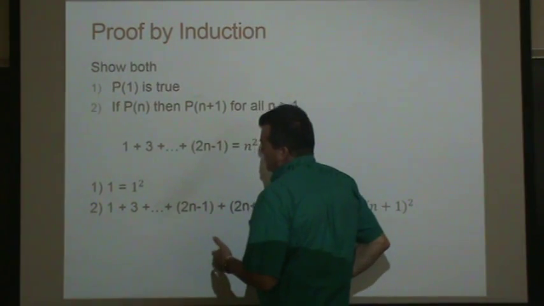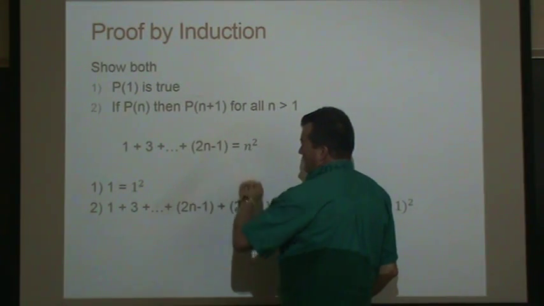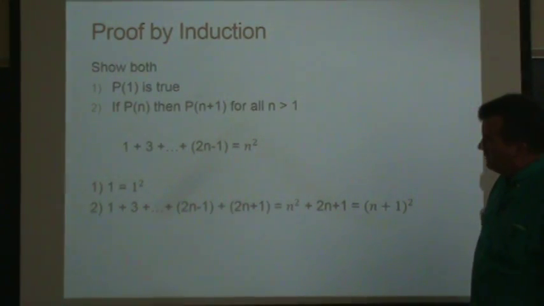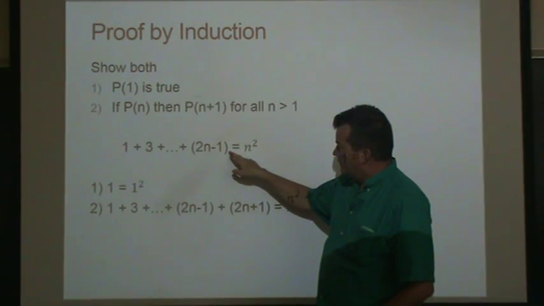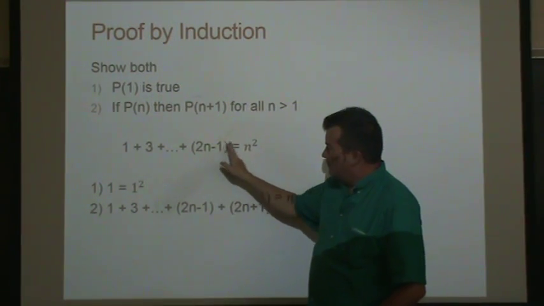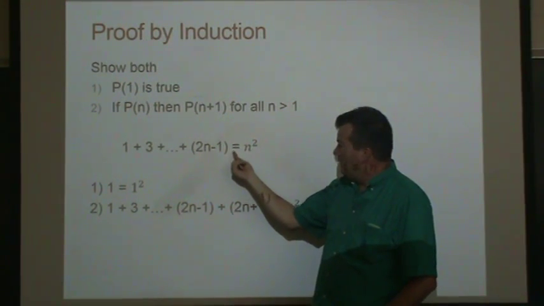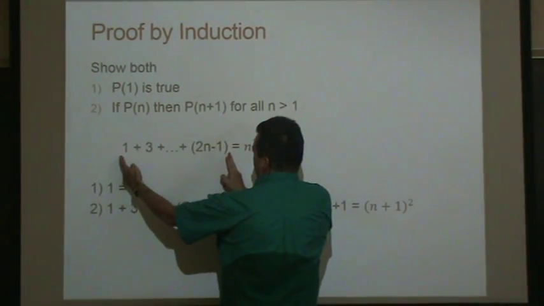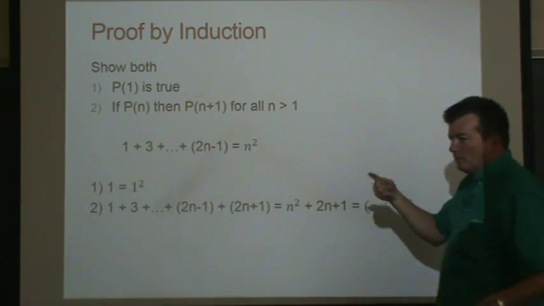So suppose we had numbers like 1, 3, plus blah, blah, blah, and it went all the way up to 2n minus 1. Suppose that was true in one case. Then the question is, what if we added one more number? Suppose we added n plus 1 to this side. The next number would be 2n plus 1, the next number we would add to this. What if we added 2n plus 1 to n squared? So in other words, if this is true for n, would it also be true for n plus 1, one more number?